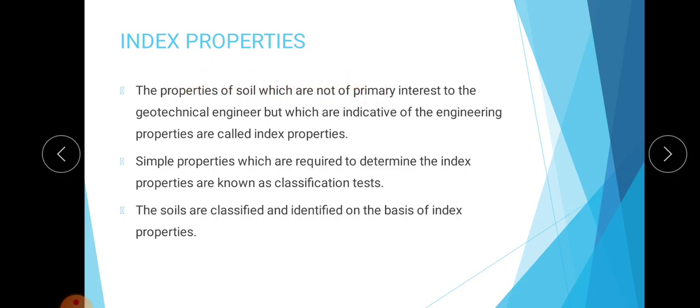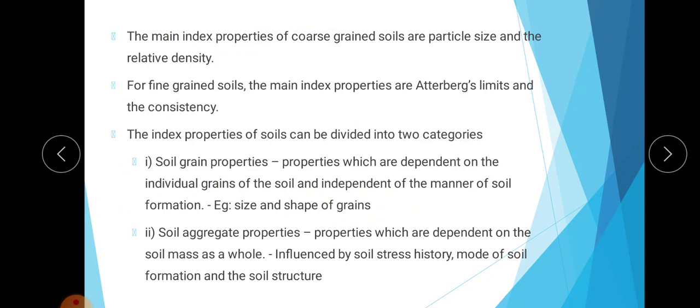Okay, so simple properties which are required to determine the index properties are obtained from classification tests. So using these classification tests we are determining the index properties, and the soils are classified and identified based on the index properties. So the main advantage of index properties is that soils can be classified and identified using them. Okay, so next we can look at what the index properties of soil are.